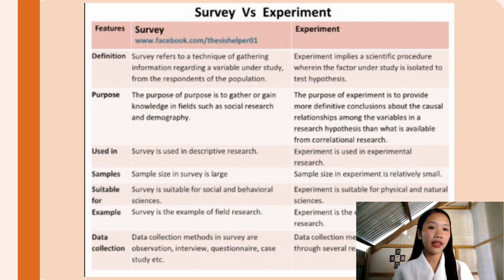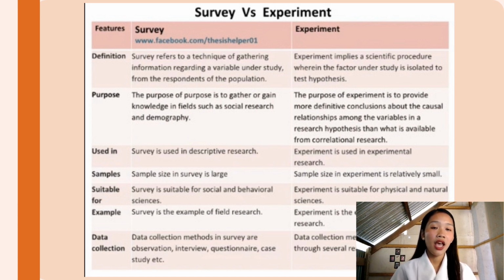To further comprehend the various aspects of survey and experiment and how they differ from each other, I presented here a chart comprising their differences in the field of research. Survey is used in gathering information from respondents of the population. Meanwhile, experiment uses a scientific method or approach wherein the variable being studied is manipulated or isolated for hypothesis testing, which is not always applicable in a real life setting.